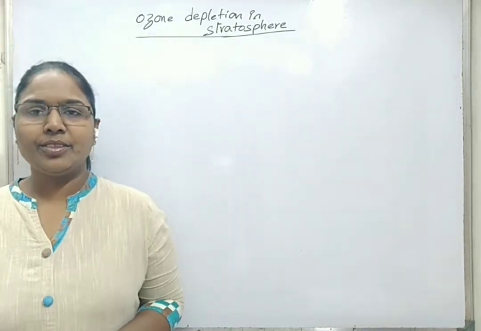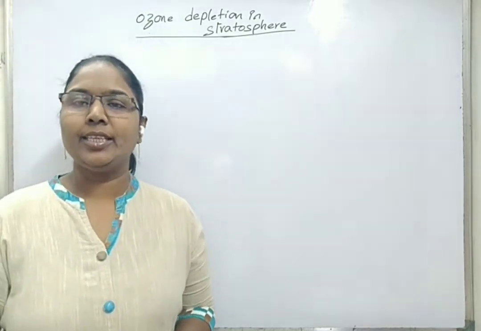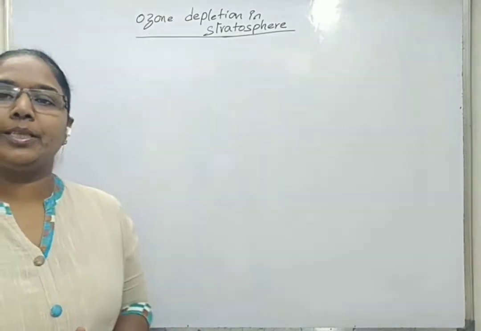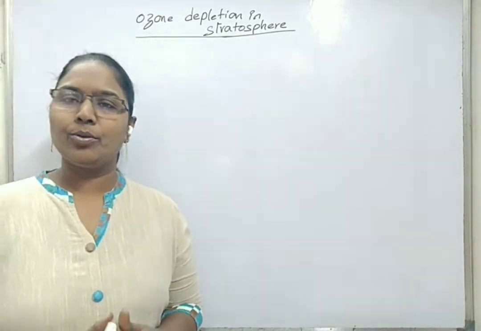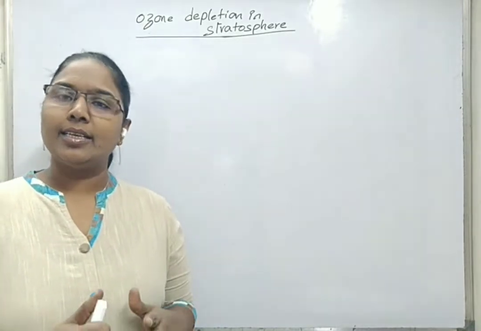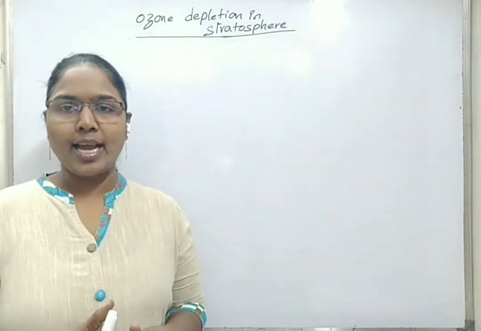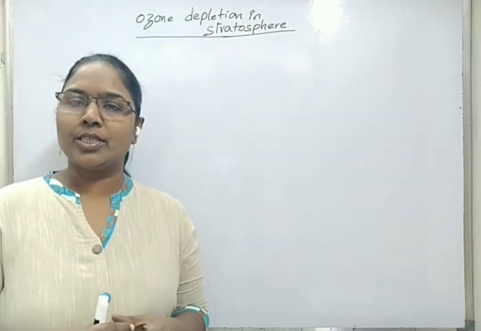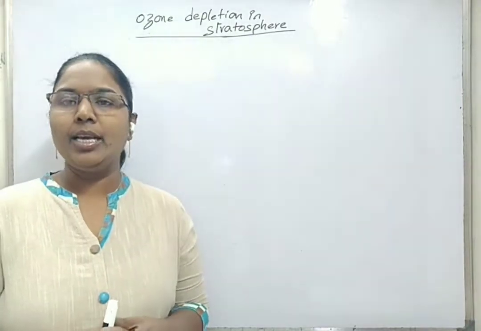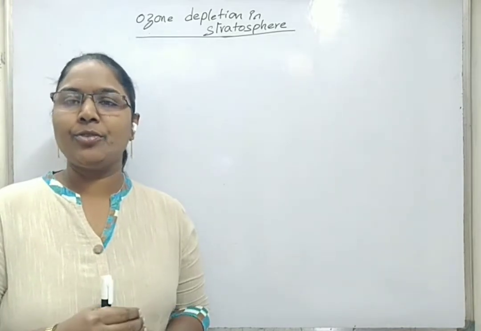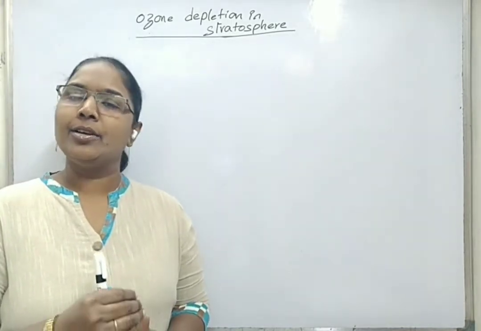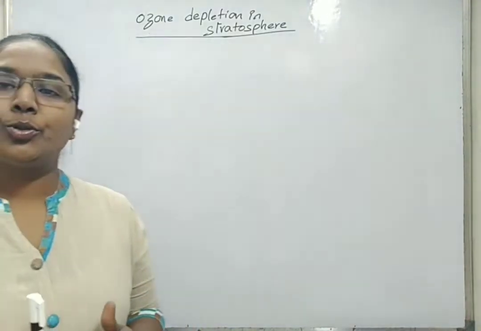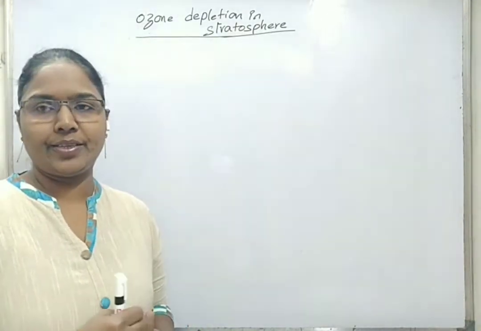Hello students, now we will discuss ozone depletion in the stratosphere. Before going into the depth of this subtopic, we will see what is meant by the ozone layer. The ozone layer is a combination of oxygen atoms in the stratosphere, meaning 3 oxygen atoms form one molecule, and they are present at a distance of 10 to 40 kilometers from the earth surface, or we can say it is 10 to 25 miles from the earth surface.